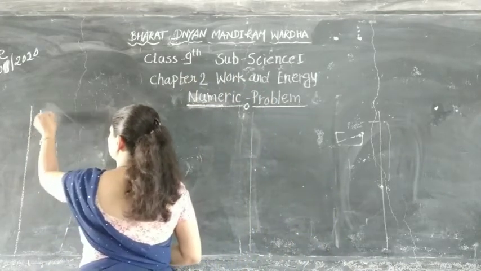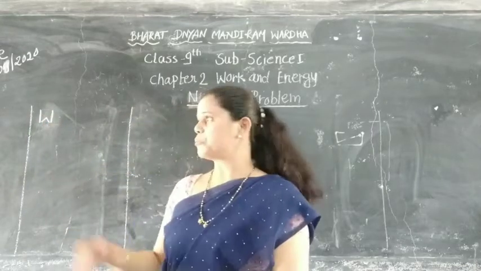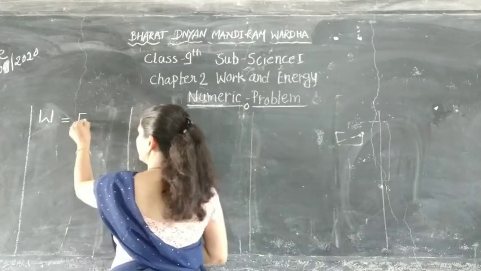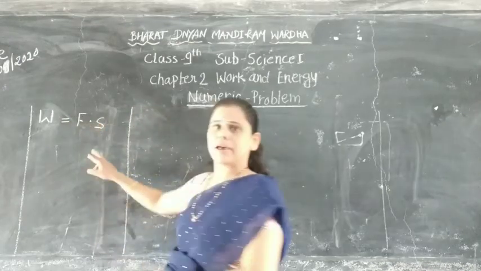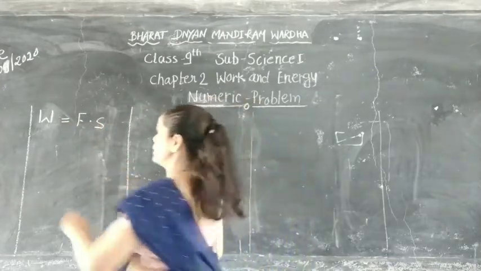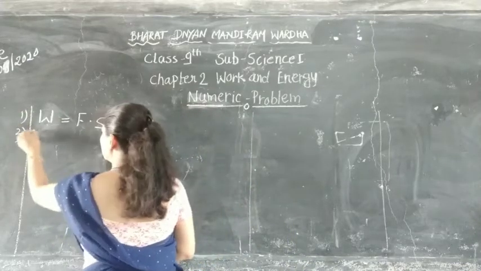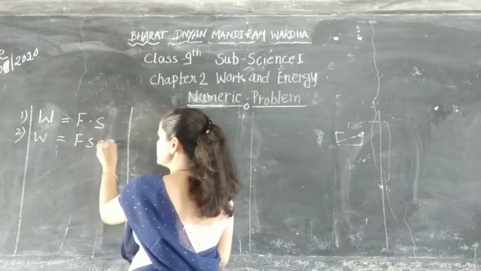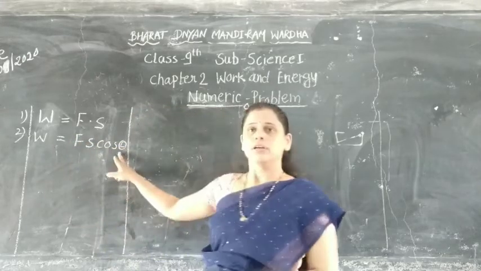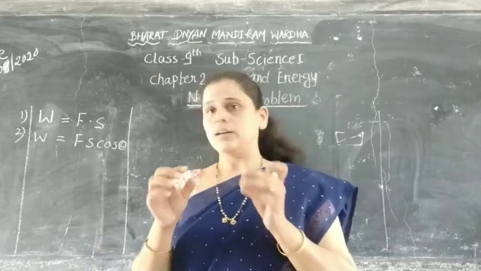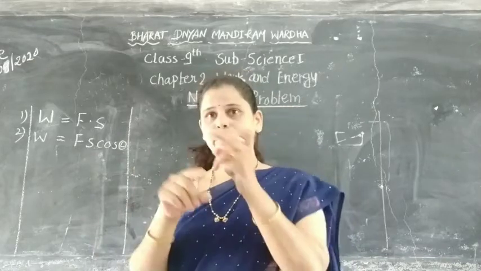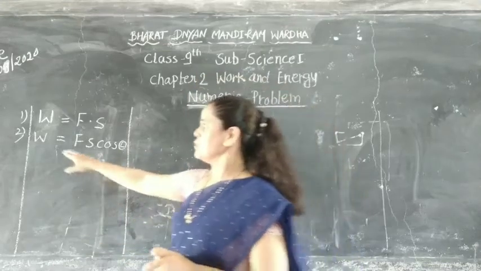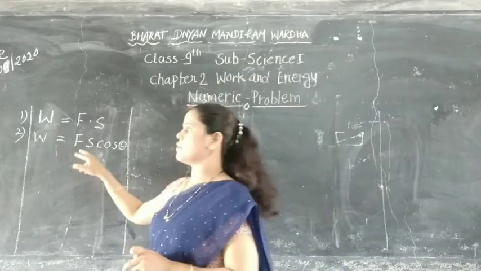So first formula is work done. What is the formula of work done? Work is force into displacement, Fs. Second formula is W equals to Fs cos theta, in case the angle theta is made between the force and displacement. So in this case, we will use this formula, work done equals to Fs cos theta.